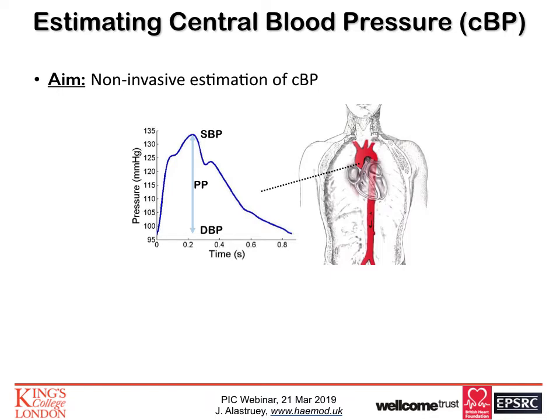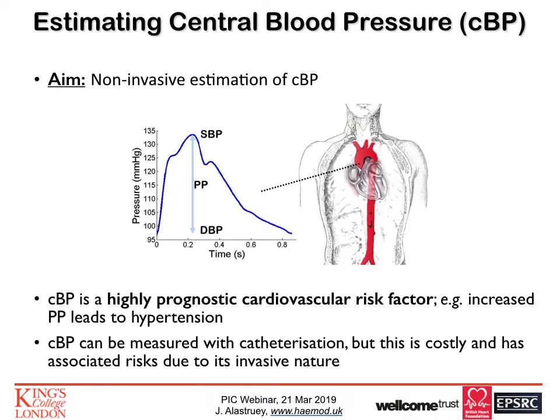We want to estimate central blood pressure because it is a highly prognostic cardiovascular risk factor. For example, an increase in pulse pressure, this is the amplitude of the pressure wave, leads to hypertension, which is the single most important cause of morbidity and mortality worldwide. And several clinical studies have shown that central blood pressure has a higher prognostic value than peripheral blood pressure, measured, for example, in the arm by the GP.